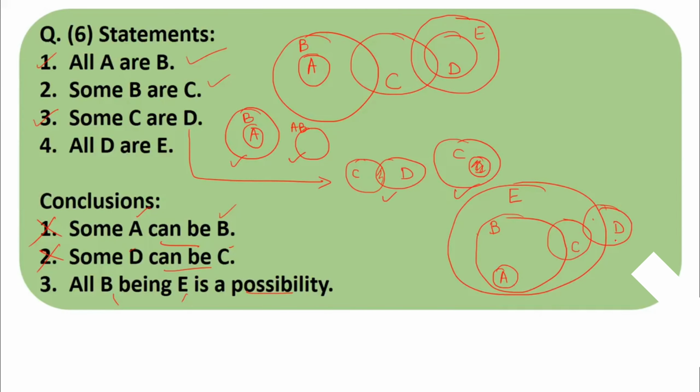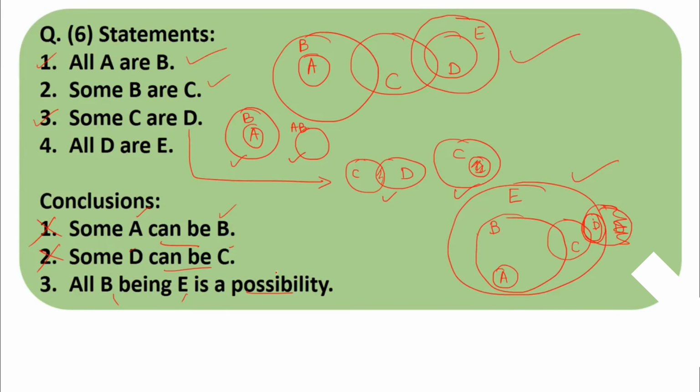Fourth is all the D are E. Now over here the entire D is not inside E. So instead of drawing D like this, if we cancel this out and draw D like this, inside E, this is D. So what happens is that some C are D plus all the D are E. Okay, so all statements get satisfied. That means that this is a possible situation or possible diagram. This is also a possible diagram.